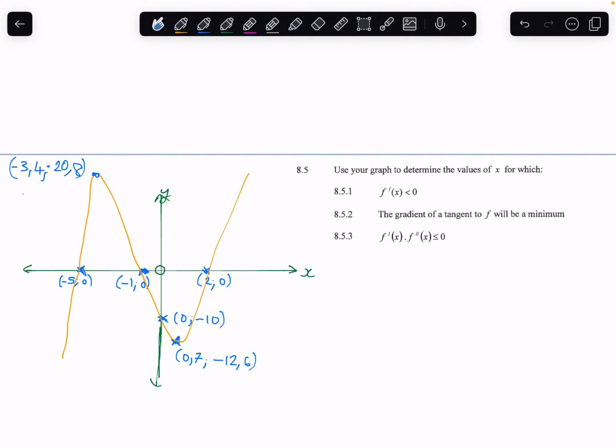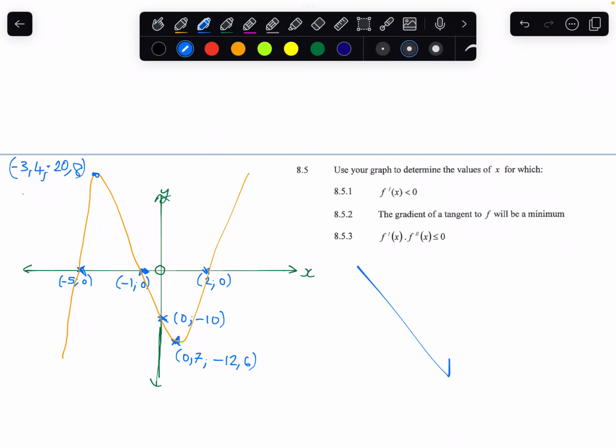Okay, so we have to think about, well, what is f prime? What does f prime represent? F prime tells us about the gradient of f. So if we're looking for places where f prime is negative, we are effectively looking for places where the gradient of f is negative. And what does negative gradient look like? It looks like this. Right? So we're looking for what are the parts of our f graph where the gradient is negative.